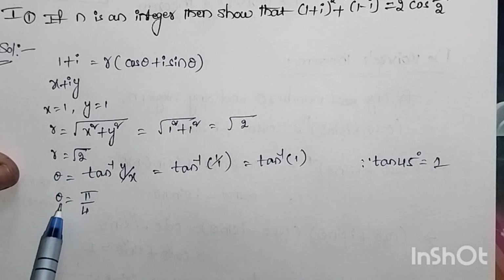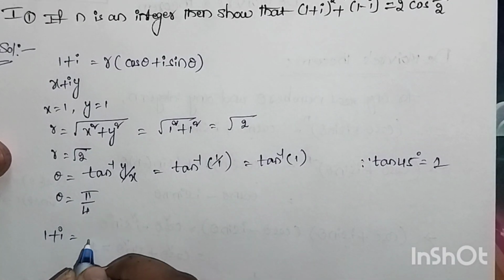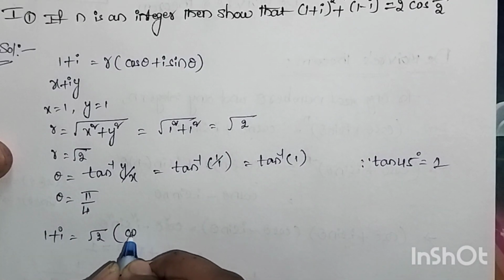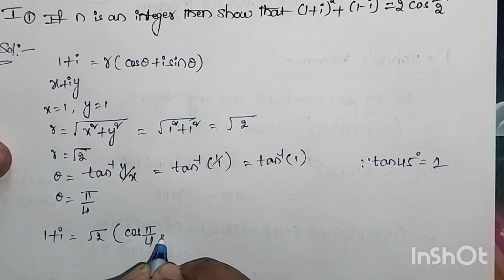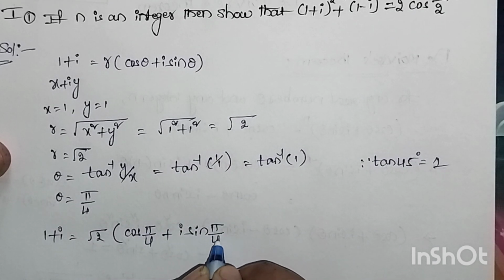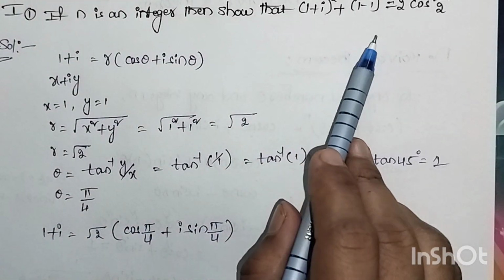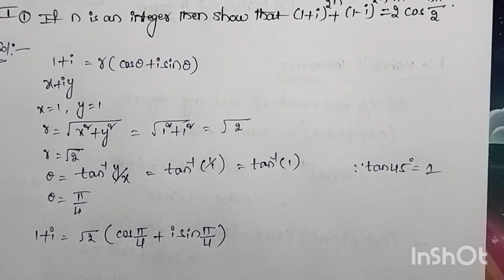The R value has come, the theta value has come. So 1 plus I equals root 2 into cos pi by 4 plus I sin pi by 4. So next we can find 1 minus I.